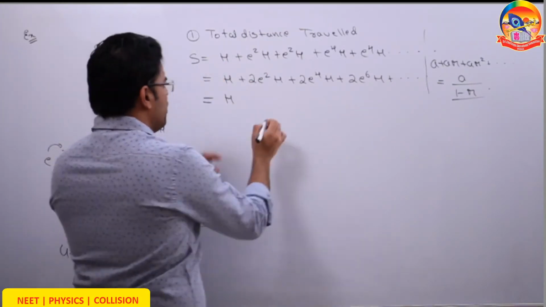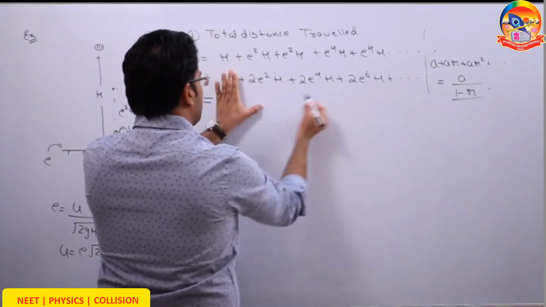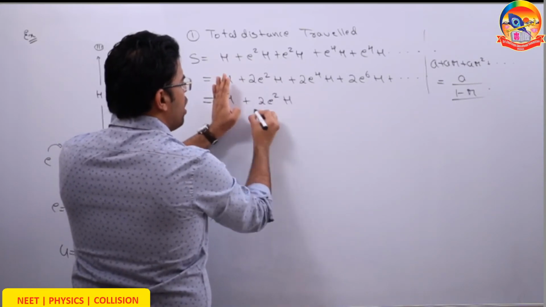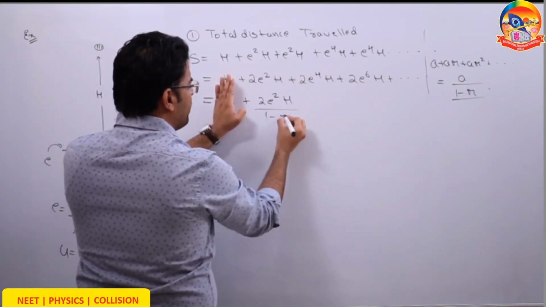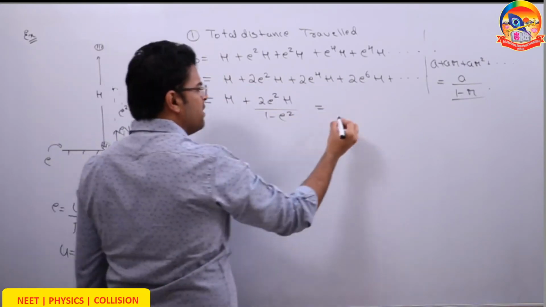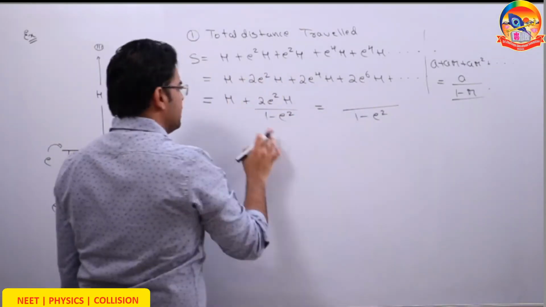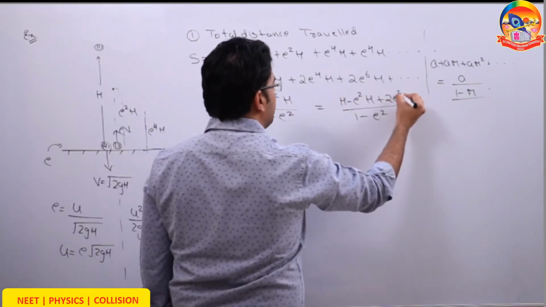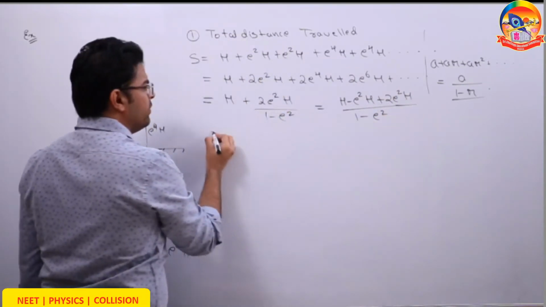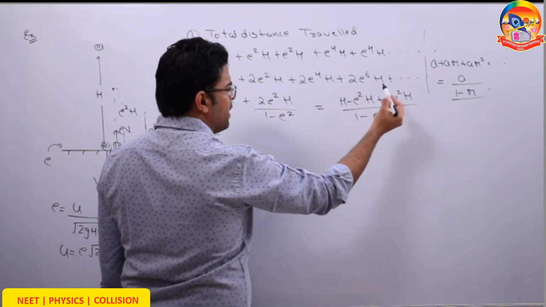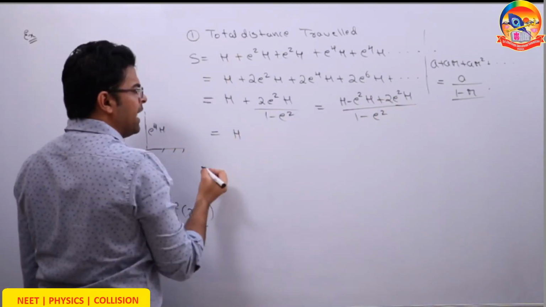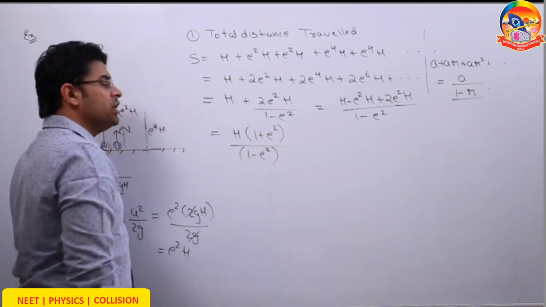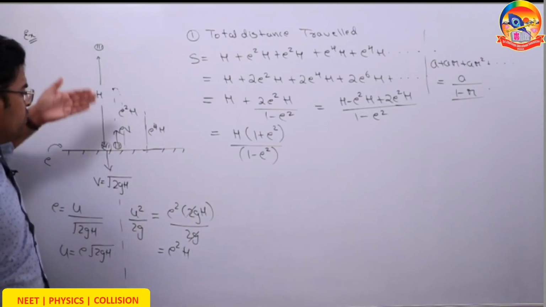So now the sum of this can be found out. Keep the first term aside. From here you can think of a GP with the first term being 2e square h. So a being 2e square h upon 1 minus r, and the common ratio is e square. So when you take the common denominator as 1 minus e square, you get h minus e square h plus 2e square h. So that becomes h times 1 plus e square upon 1 minus e square. This is the total distance traveled by the ball before coming to rest.